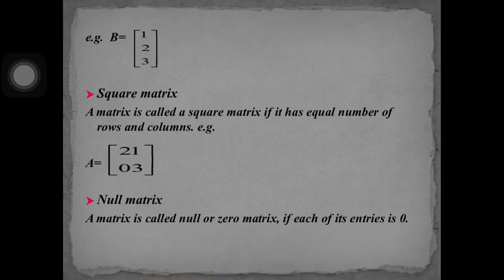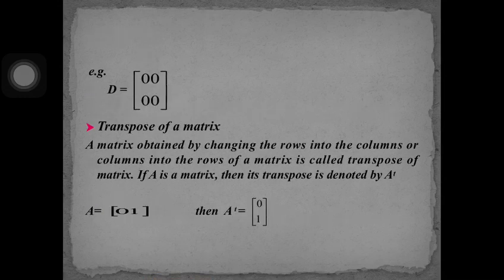Next, null matrix. A matrix is called a null or zero matrix if each of its entries is 0. Example: D is equal to 0, 0, 0. All the entries must be equal to 0.